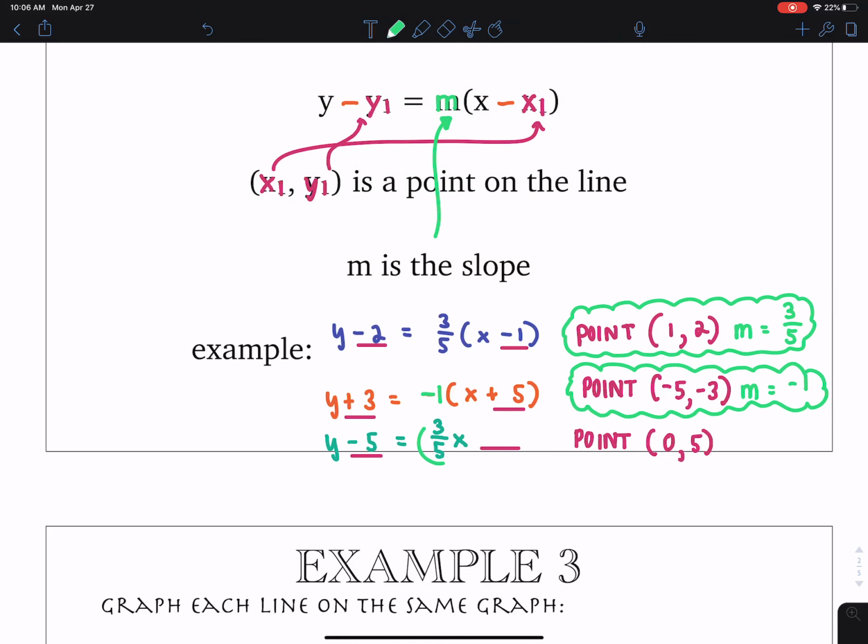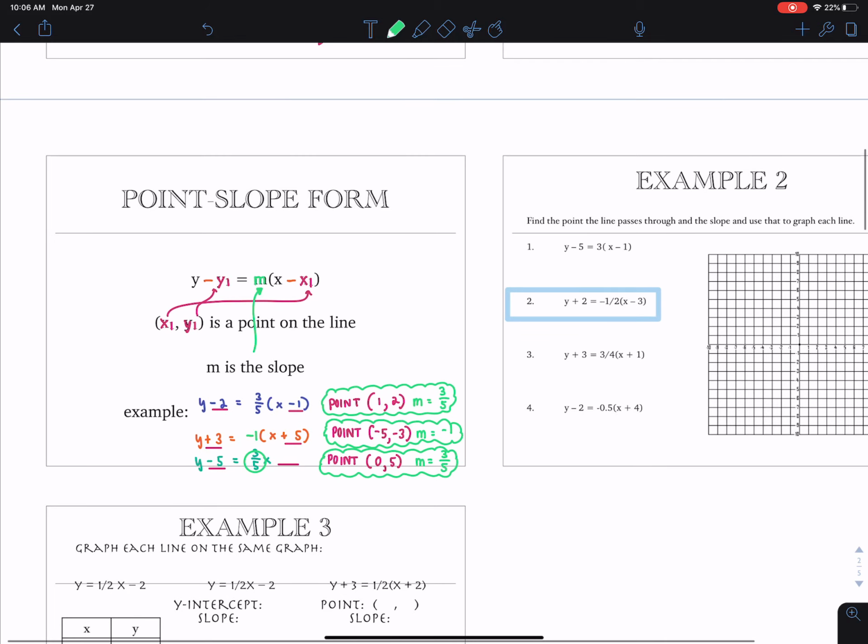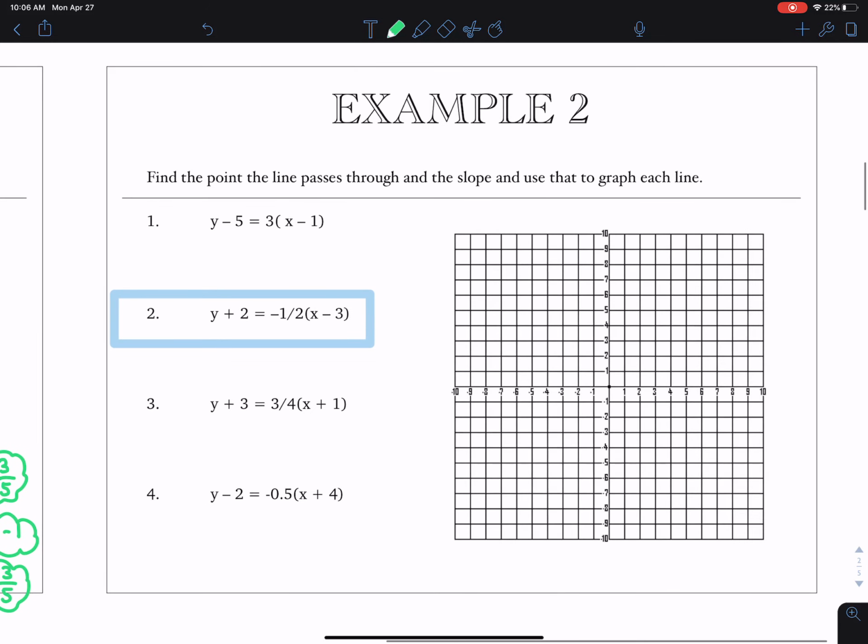And again, the slope, real easy to figure out. In this case, it's going to be 3/5 again. So again, we have our point, we have our slope, we can graph our line very, very quickly. So here's example 2. We're going to go through and find the point for each one of these first, and then we'll do the slope, and then we'll graph them. So we want the point for 1, 3, and 4, and then you're going to do 2 on your own.